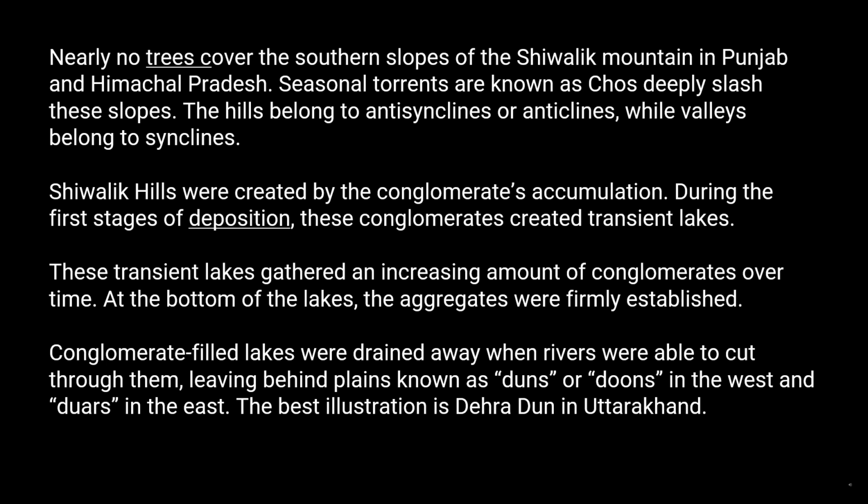Shivalik hills were created by the conglomerates' accumulation. During the first stages of deposition, these conglomerates created transient lakes. These transient lakes gathered an increasing amount of conglomerates over time. At the bottom of the lakes, the aggregates were firmly established. Conglomerate-filled lakes were drained away when rivers were able to cut through them, leaving behind plains known as duns in the west and duars in the east. The best illustration is Dehradun in Uttarakhand.